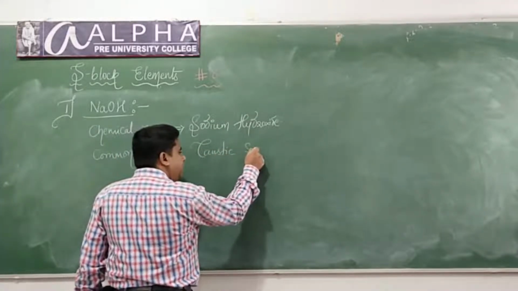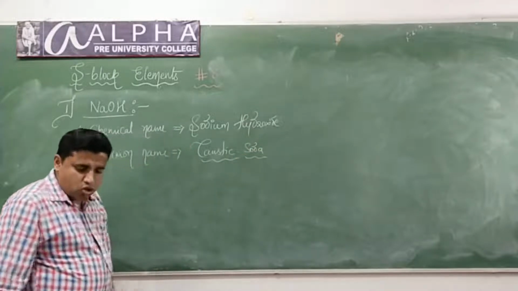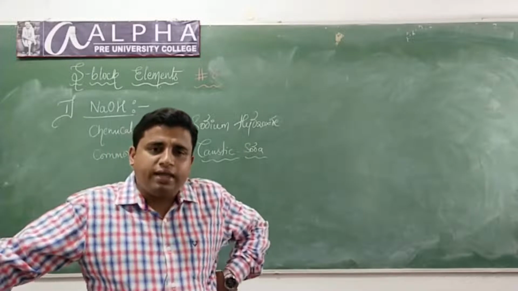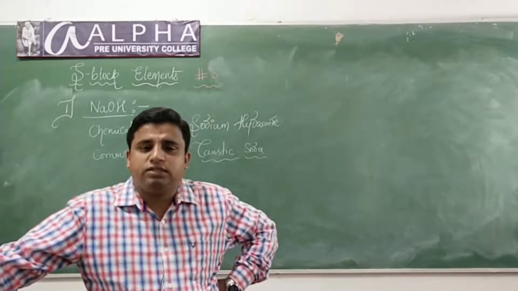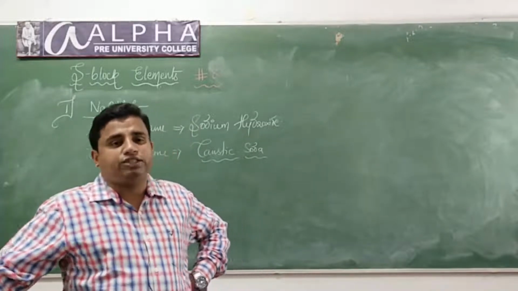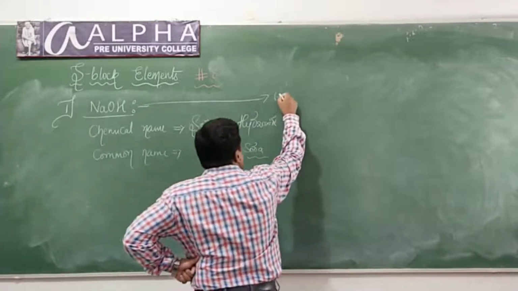The common name of this compound is called what? Caustic soda. Why is this called caustic soda? Why is sodium hydroxide called caustic soda? Because sodium hydroxide is very corrosive in nature.